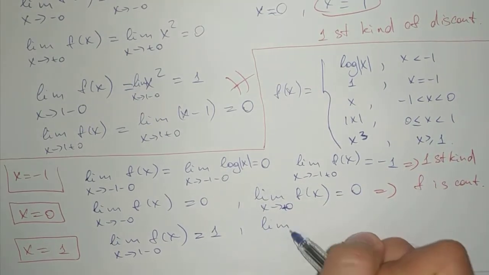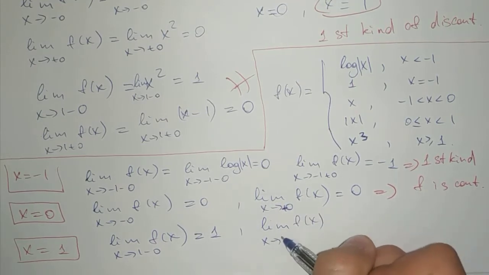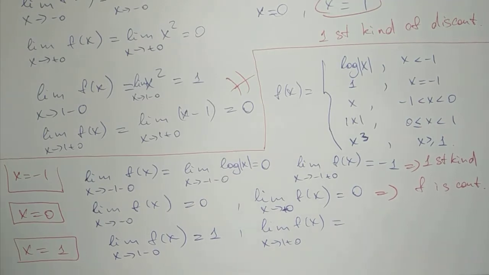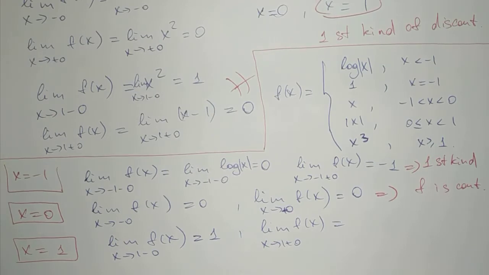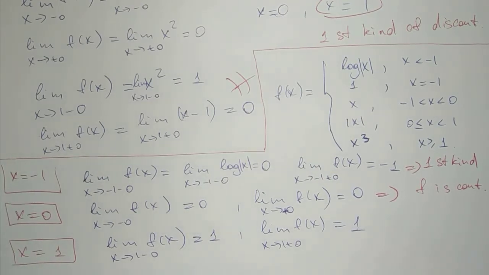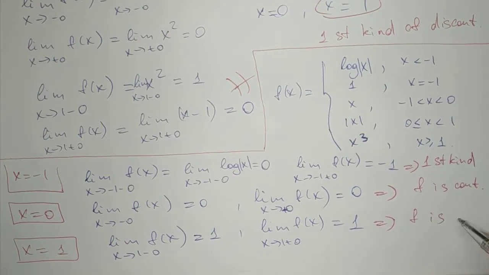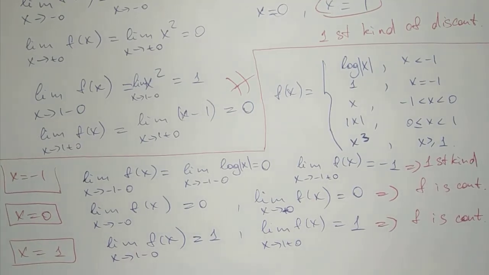And now the limit of f of x as x tends to 1 plus 0. Now the right side limit, it is x cubed, and if you put 1 here, it is just 1. So here also we get a limit of this function. So at the point x is 1, the function f is continuous, because one-sided limits are equal.